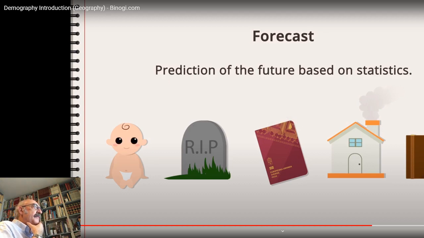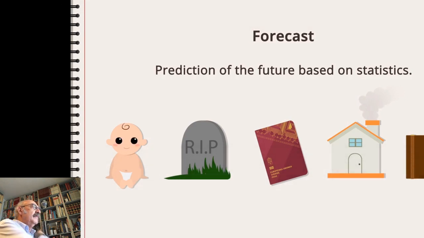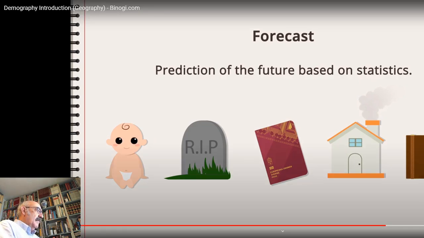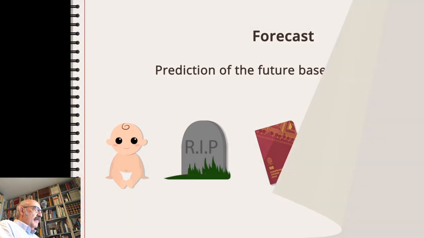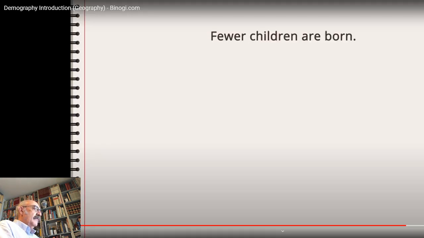When we make forecasts, we look at statistics and try to see patterns. We try to understand how what has happened in the past might influence what will happen in the future. That is what we need to do now. In the registries, we find statistics from the last few years. Every year, fewer and fewer children are born.